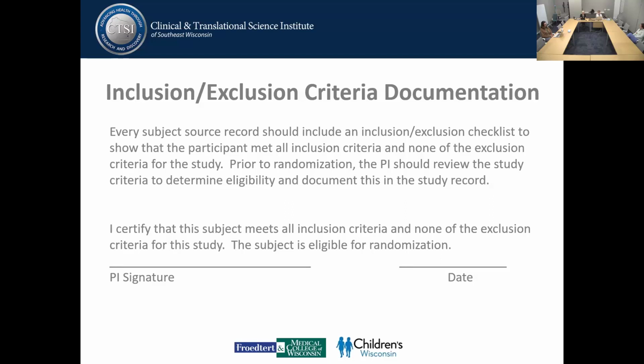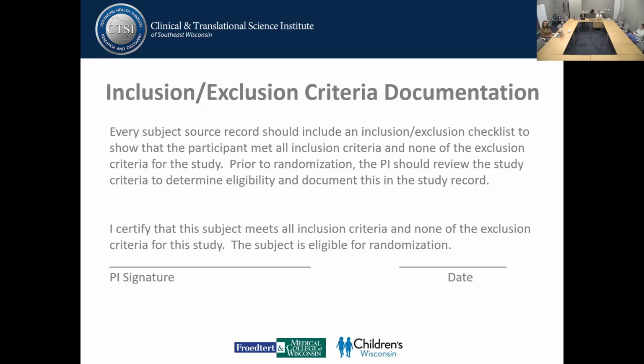And this one I do feel is one of the most important documentations. This is for the inclusion exclusion criteria. Quite often, if there's going to be 483 warnings from the FDA, it's going to be because the patients were not eligible for the study.